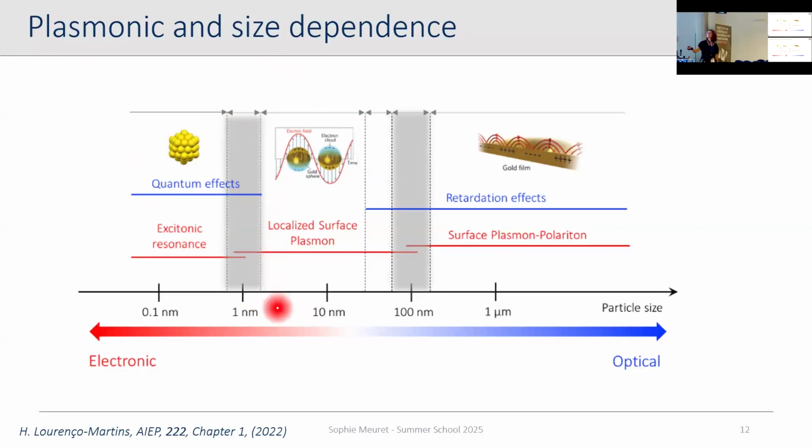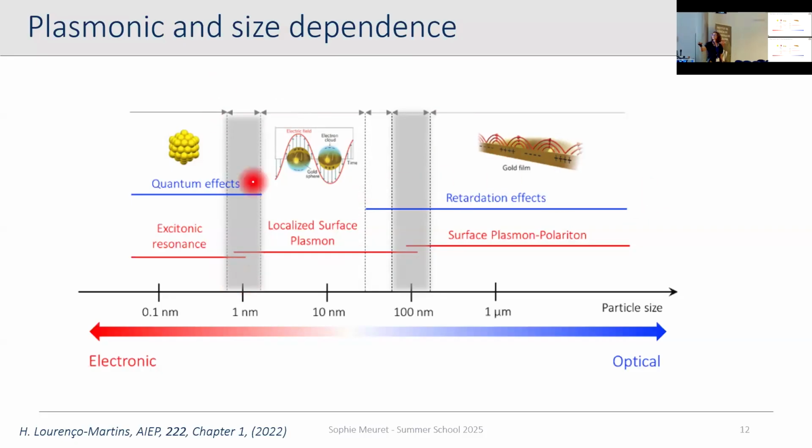If you go to this kind of scale, let's say between 1 nanometer and 100 nanometers, this is where you have the localized surface plasmon, the quasi-static wave, and that's what we just saw. And if we go to longer materials, then you start to have longitudinal surface plasmon polaritons that basically travel, and therefore you have to take into account retardation effects.